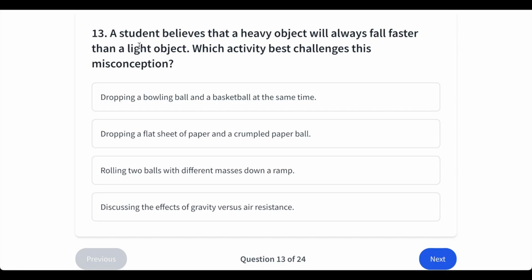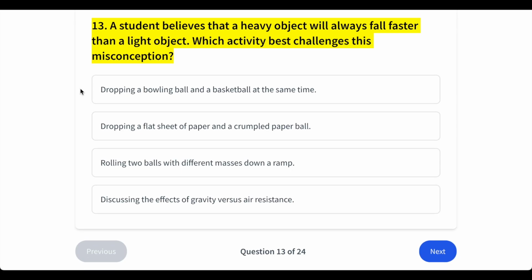Question 13 asks, a student believes that a heavy object will always fall faster than a light object. Which activity best challenges this misconception? All right, and as you can tell, we have left life science, and we are now starting with question 13 right here, entering our physical science test prep review.